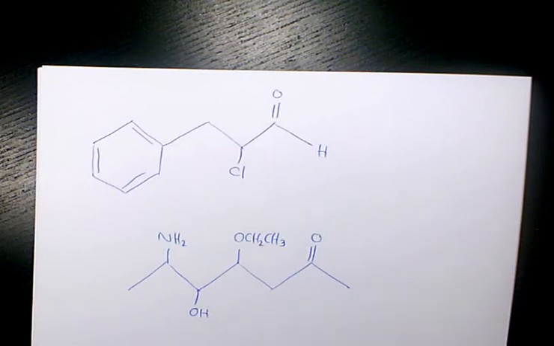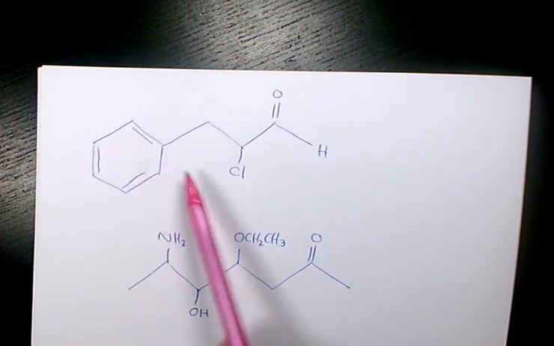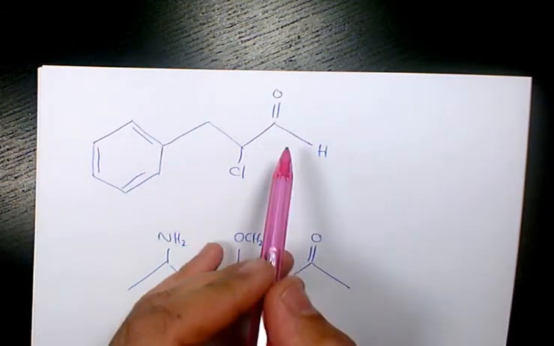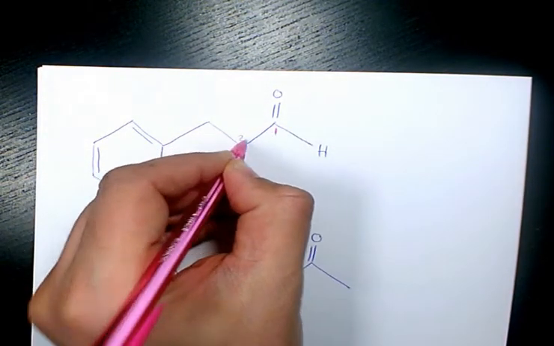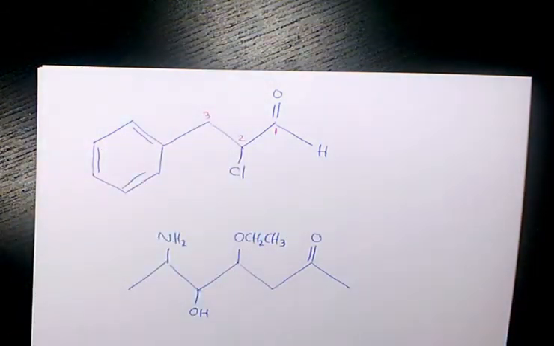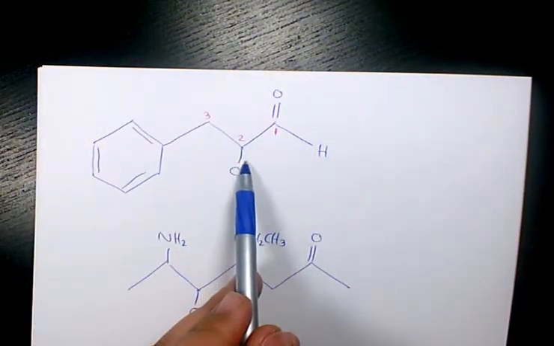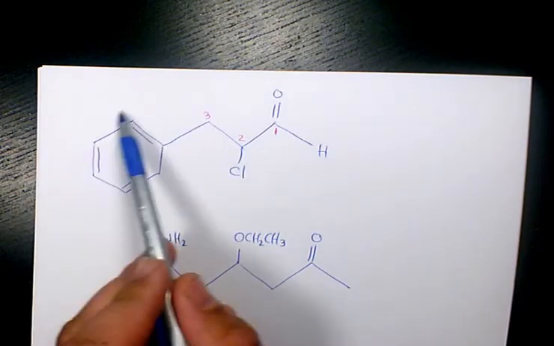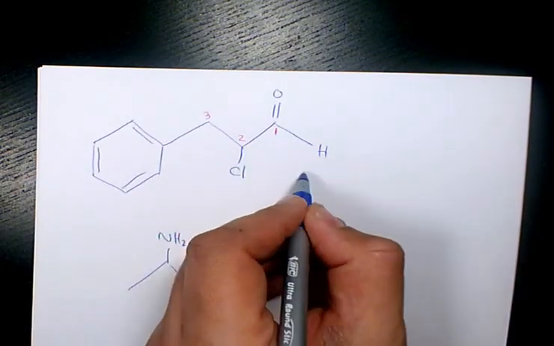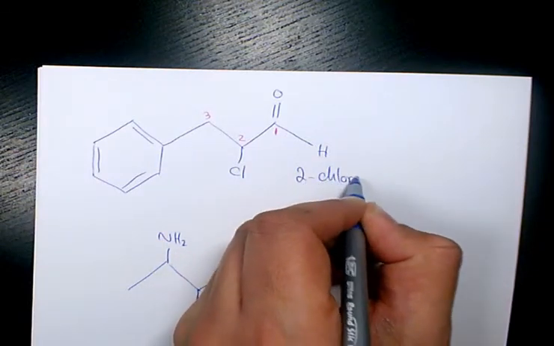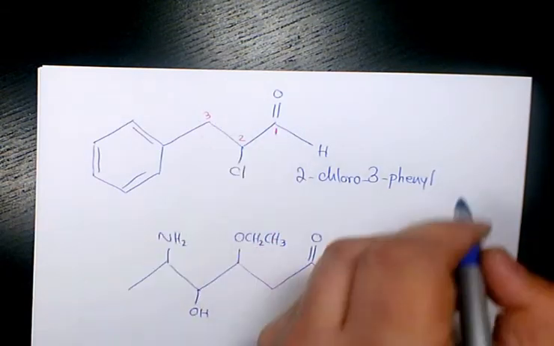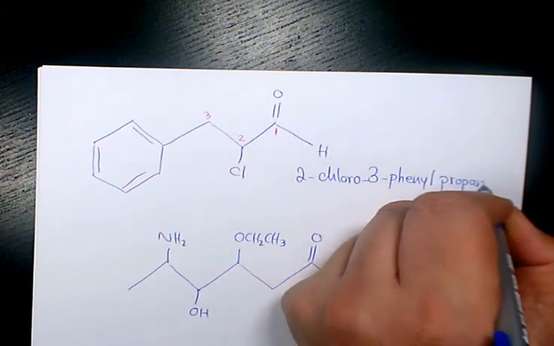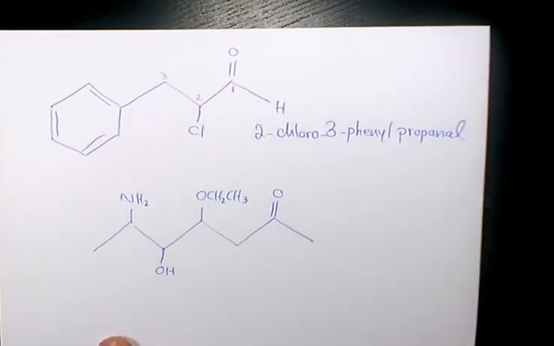So let's see a little bit more complicated examples. The first one here, we have a benzene ring, chloro and aldehyde. So this is the highest priority functional group here. I start from here, 1, 2, 3. And then I can call it, this is the chloro, and here is going to be phenyl. So chloro comes first, so 2-chloro, 3-phenyl, 3 carbons, propanal. This is the name of this organic compound.